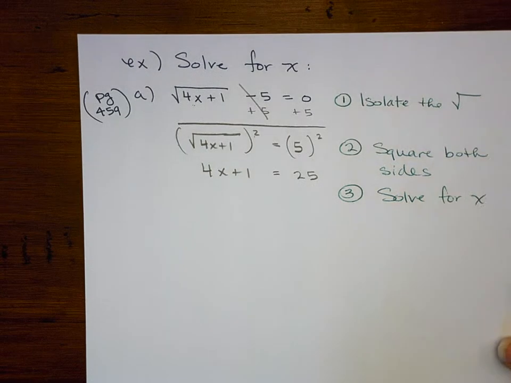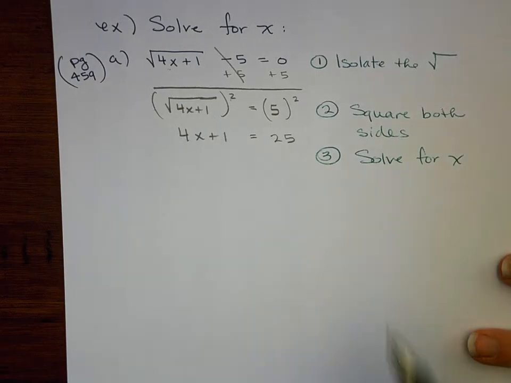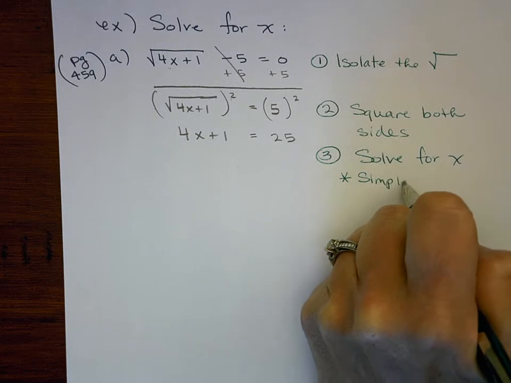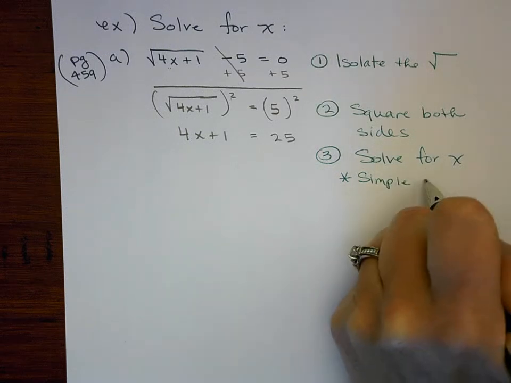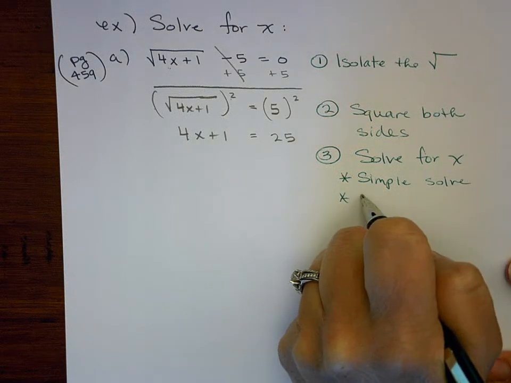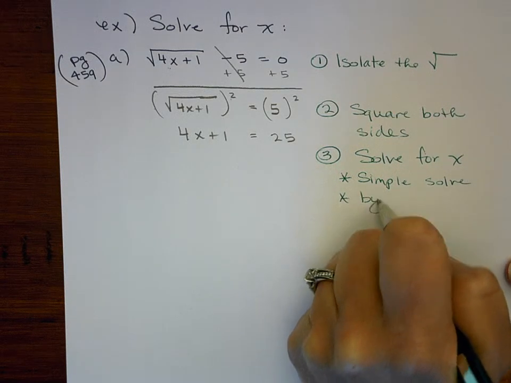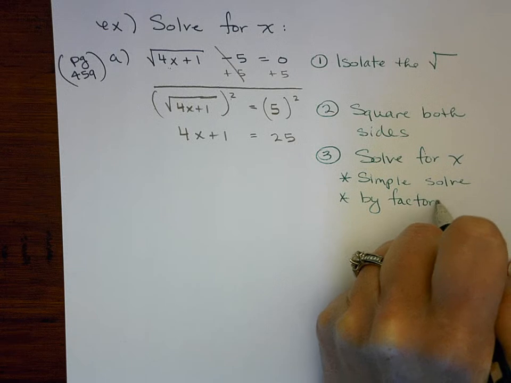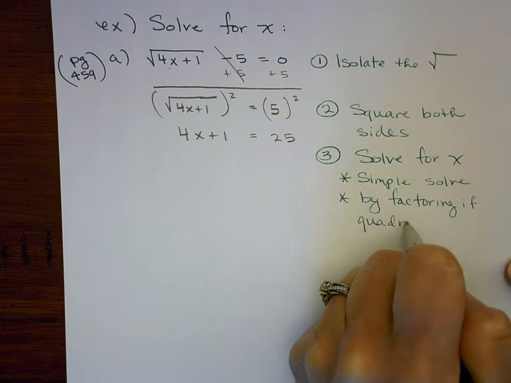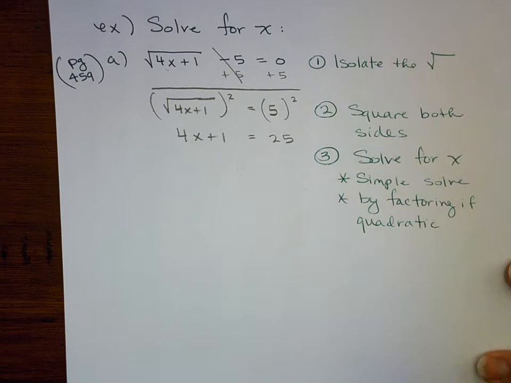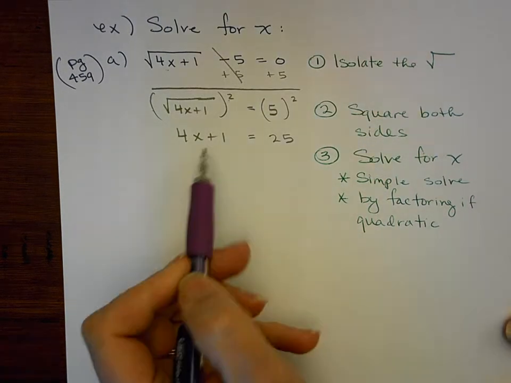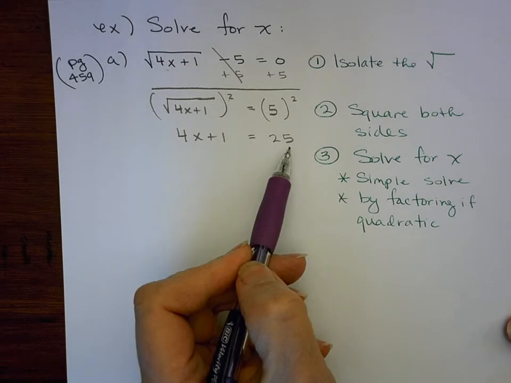Which always sounds easier than it sometimes is. So we have to be careful. There's either the simple solving, meaning you're just going to add, subtract, multiply, divide things. So I'm going to call that simple solve. And then the other is solve by factoring. And we know to solve by factoring if it's a quadratic, meaning is there an x squared in my problem? Okay. So if I look, there is no x squared anywhere, so I'm going to just do simple solving.